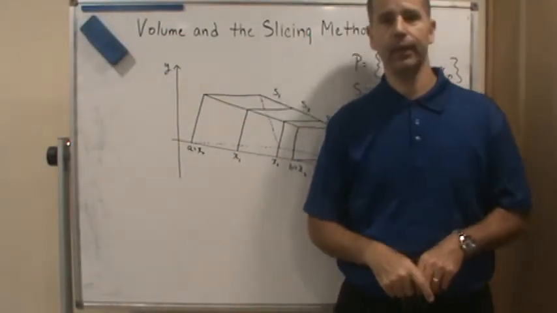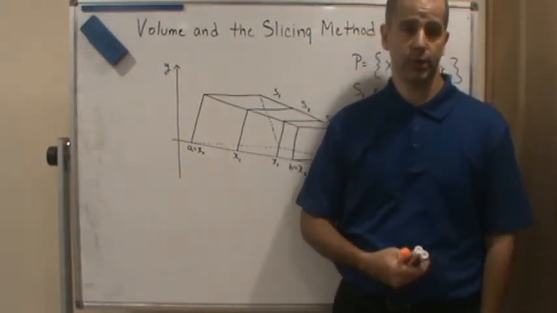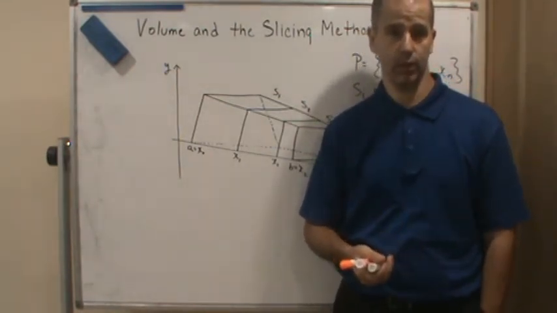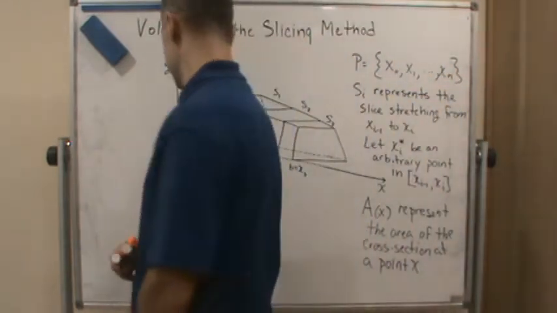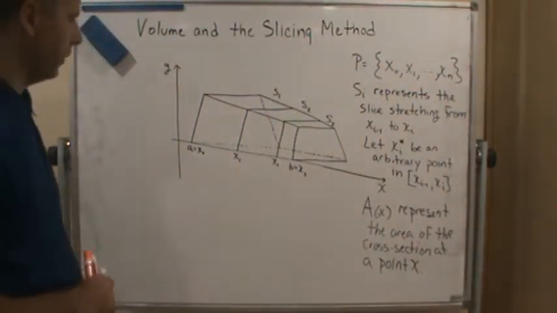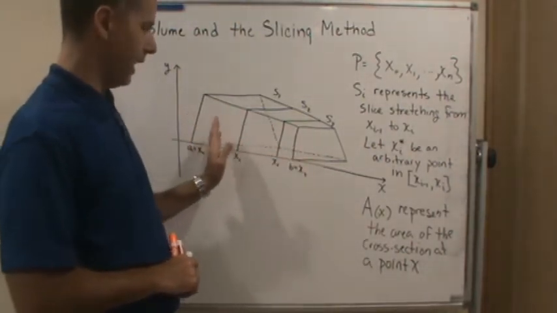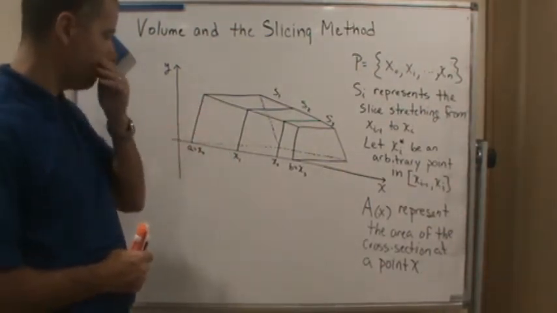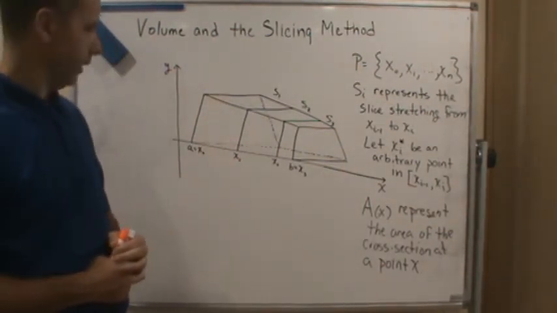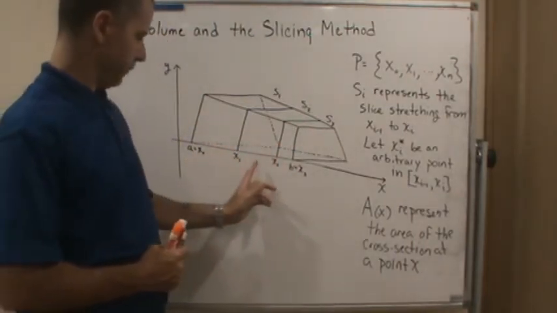Okay, welcome. What we're going to do in this video is go one step further in explaining how slicing works in a general way. I drew this picture, and let's say we have a solid. This is an irregular solid, so it doesn't have a constant cross-section. You can see that it gets thinner as you move down the x-axis.